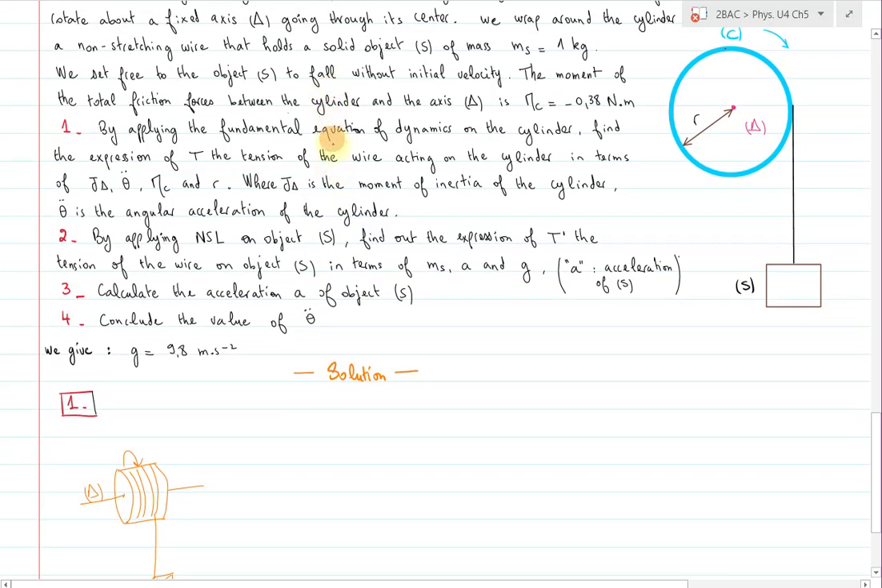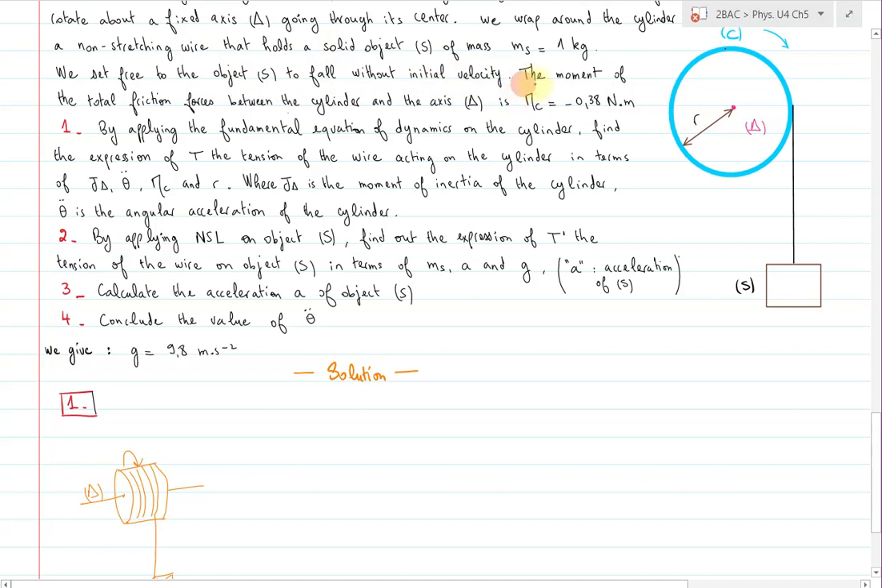Très bien. So we set free the object S to fall without initial velocity، يعني كنخليو هاد الأوبجكت S أنه كنطلقوه، فبطبيعة الحال due to its weight it is going to fall and cause a rotation of the cylinder in this direction. علاش؟ حيت مربوط بواحد الواير، والواير is wrapped around the cylinder. بطبيعة الحال it will cause its rotation. مزيان. دونك هنا الهدف ديالنا هو ندرسو هاد الحركة هادي. اوكي.